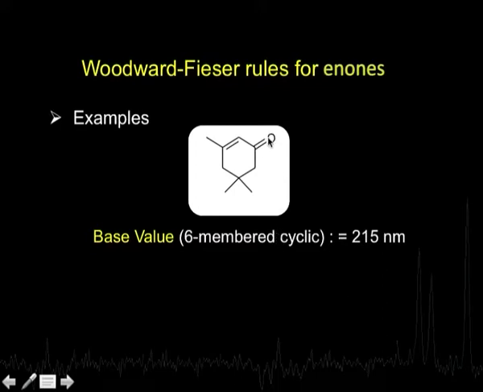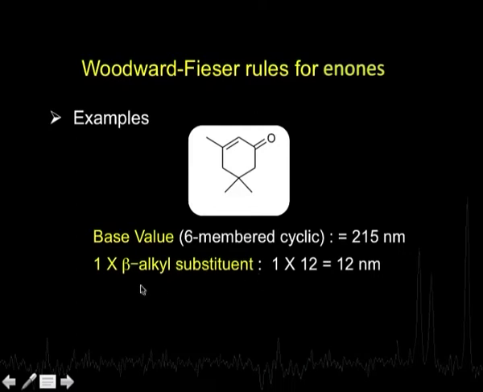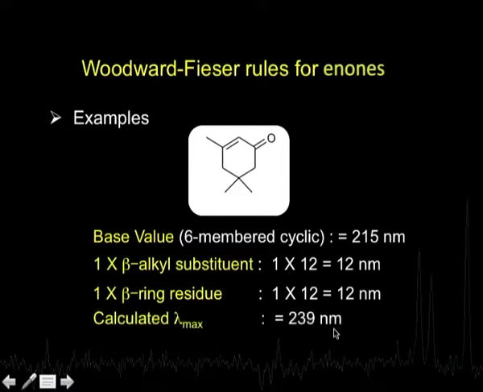So we start from here. This is my carbonyl group, so this is my alpha position, this is my beta position. At the beta position there are two things now. This is my ring residue, and this is the alkyl substituent. One beta alkyl substituent gives me 12 nanometers. And then we have one beta ring residue at the beta position. Incidentally, the two have the same contribution of 12 nanometers each. So we get 12 plus 12, 24, and with 215 that gives me a value of 239 nanometers.